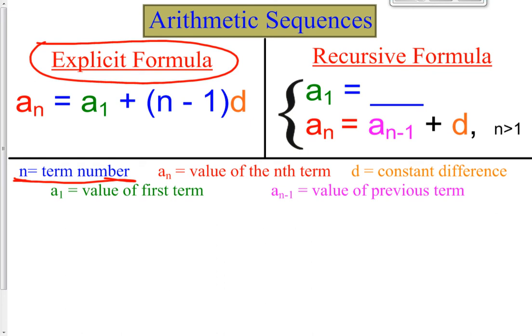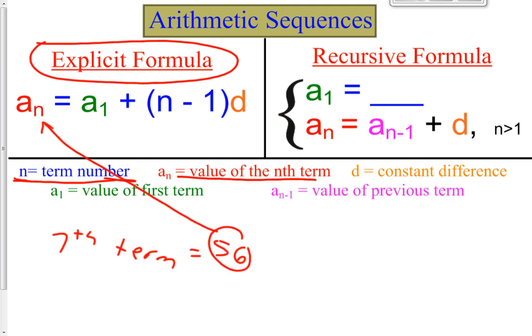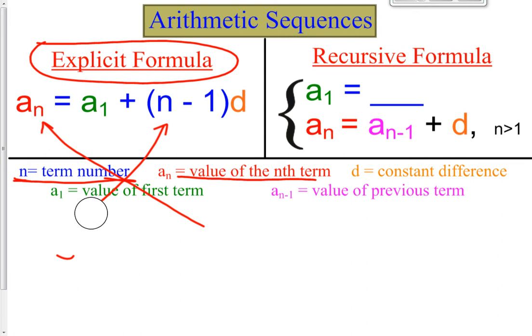a sub n is the value of the nth term. So if the 7th term is 56, 56 is the value of the 7th term, where 7 is the term number. Okay, so that's where those go. a sub n is the value, which is 56, whereas the actual term number, that is n. So that's what those 2 variables mean.